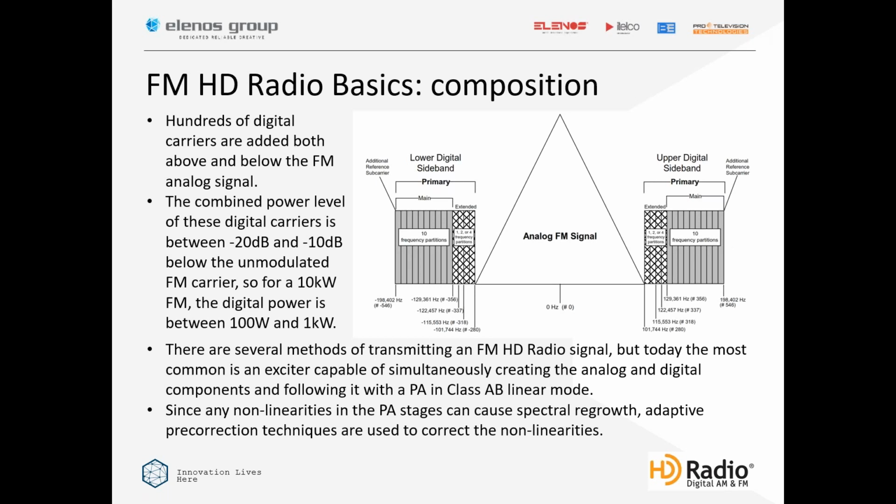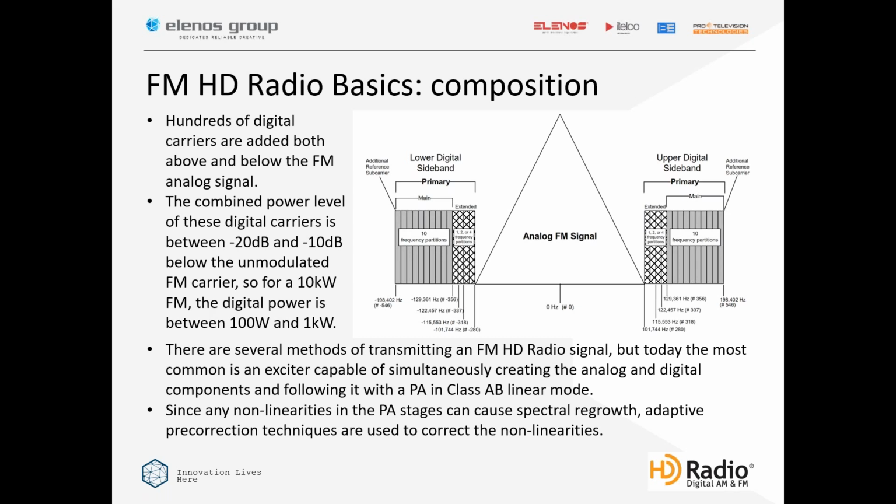So some basics: it's basically hundreds of digital carriers. It's OFDM added both above and below the FM analog signal. The combined power of the injection of the HD part, or the digital part, is somewhere between 10 dB below the analog or 20 dB below the analog, somewhere in between there. And it depends on the competitive environment, where you are, what stations are on either side of you, that sort of thing. And there are some good rules on that coming from the FCC.